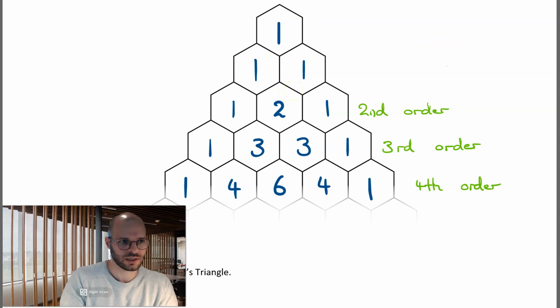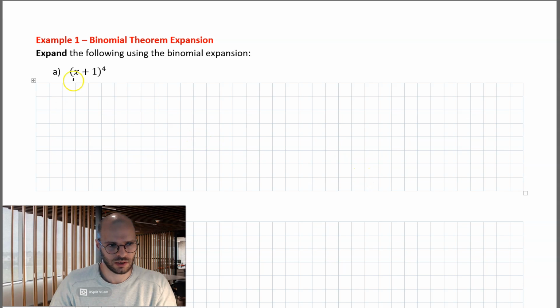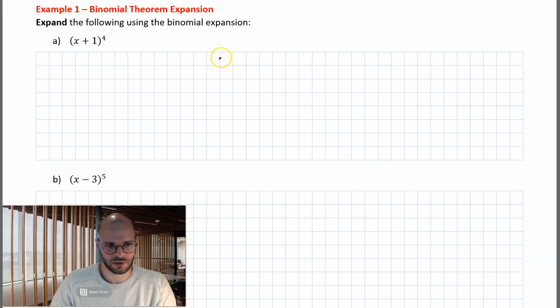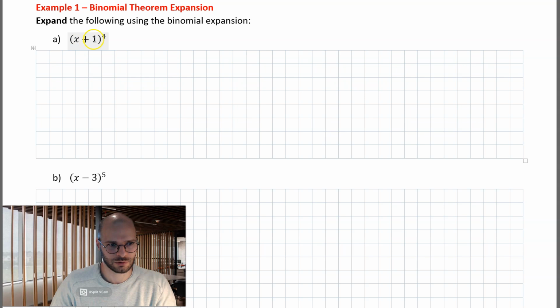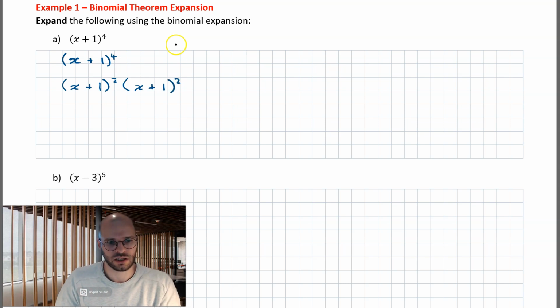Alright, let's have a look at how we can actually put this to use. What we're going to do is expand 3 examples. So in example 1a we have: expand the following using the binomial expansion, (x + 1) to the power of 4. Now you might instantly think, well yeah, I can expand that, I'll just go (x + 1) all squared, (x + 1) all squared, and then you might expand that out using the perfect square and then using the FOIL method, but that's not efficient in this case.